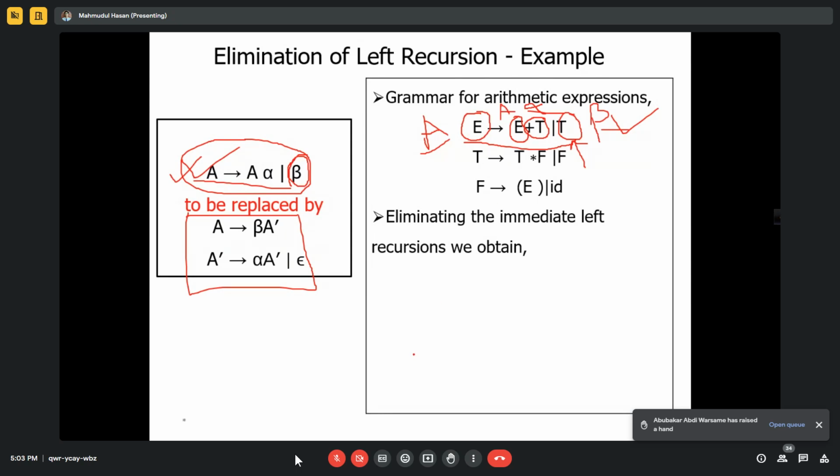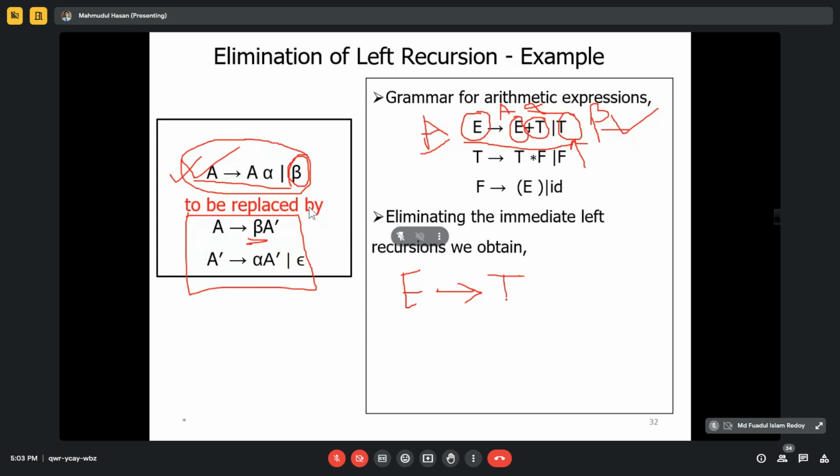What is A? E. That means E to... then beta means T, sir. T. Then A dash means E dash. E dash. Okay, got it? Yes, sir. Then the second one, A dash, that means E dash.